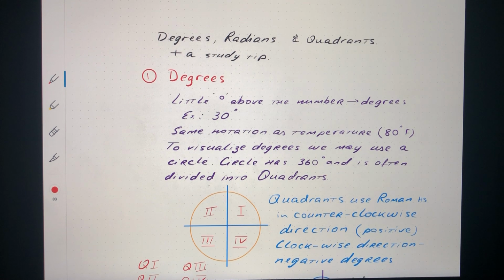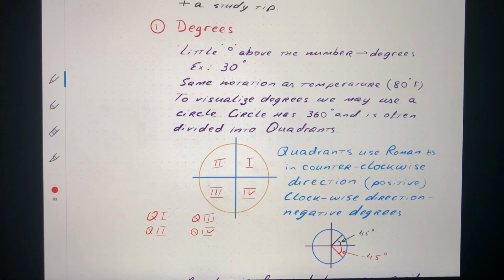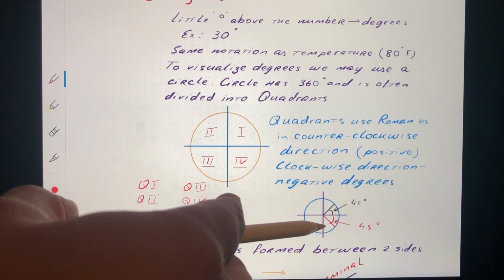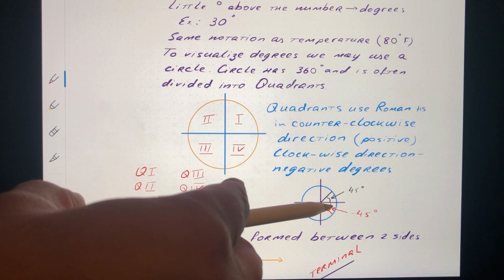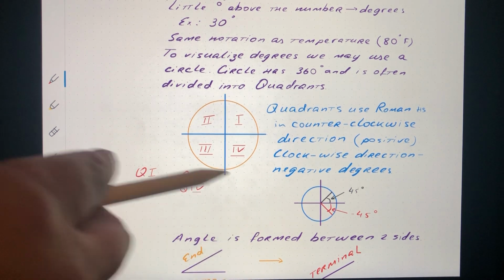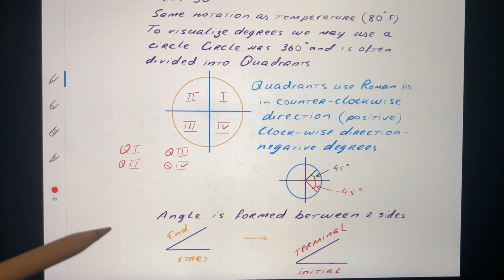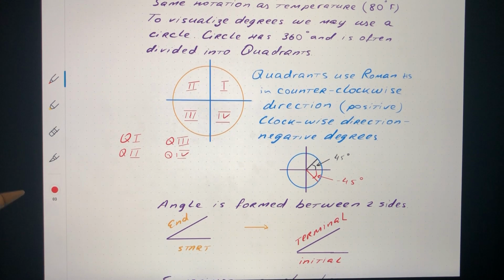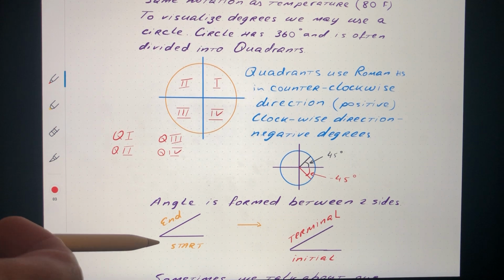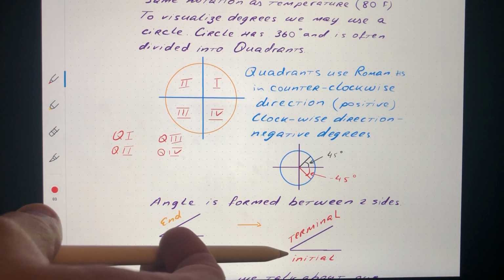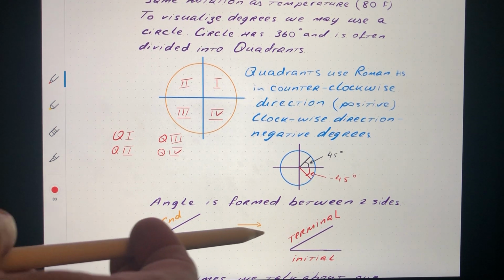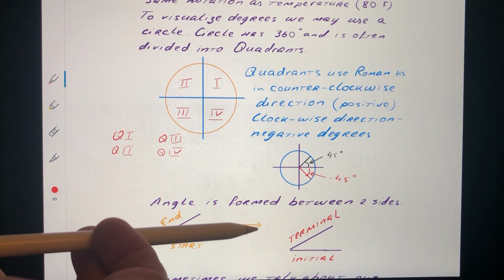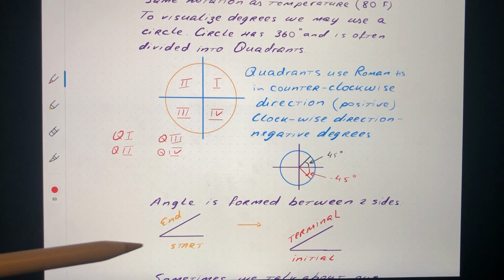So if we wanted to see positive 45 degrees, we would move in this direction. If we wanted to see negative 45 degrees, we would move in the clockwise direction. And the angle is always formed using two sides. The starting side is called the initial side, and the ending side is called the terminal side. Just like a terminal disease is the end of life, the terminal side is the end of the angle.